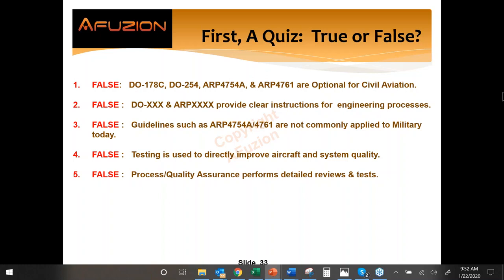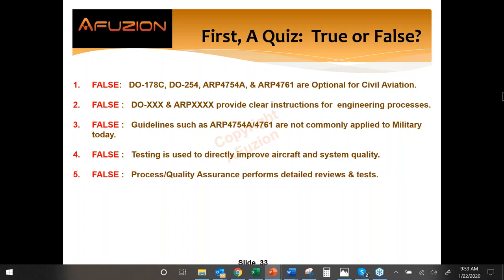Now, number four, testing is not used to directly improve aircraft and system quality. Testing is used to assess the quality. Testing does not directly improve quality. If it did, we could simply continuously test and improve the quality. But we can't, okay? The way we improve is by improving the processes, the standards, the requirements. So testing assesses the degree of compliance. Proper process feedback loops can then possibly improve the quality.